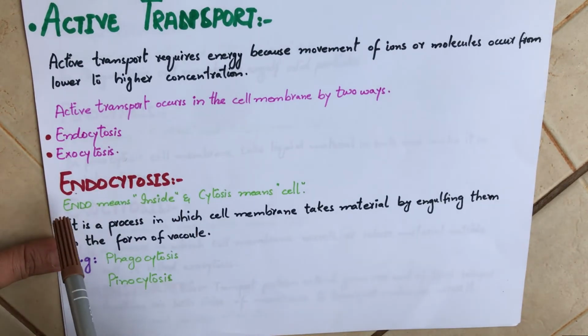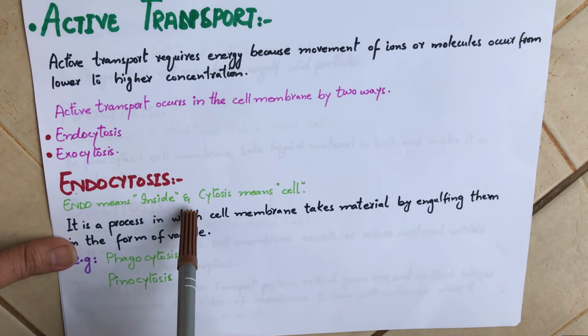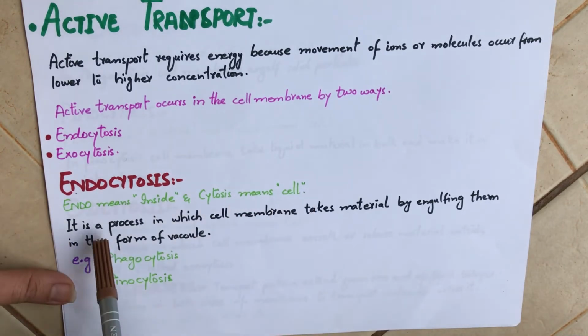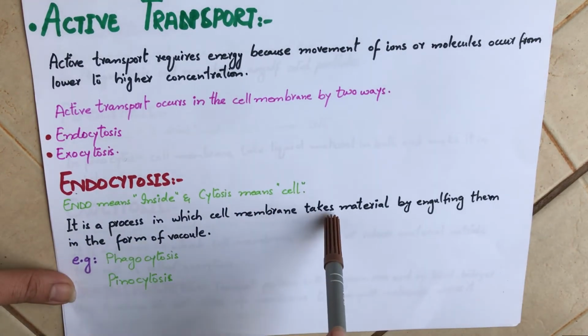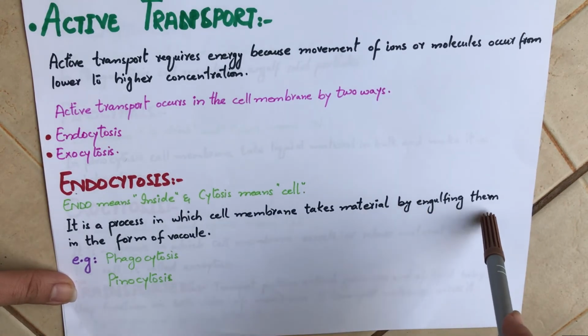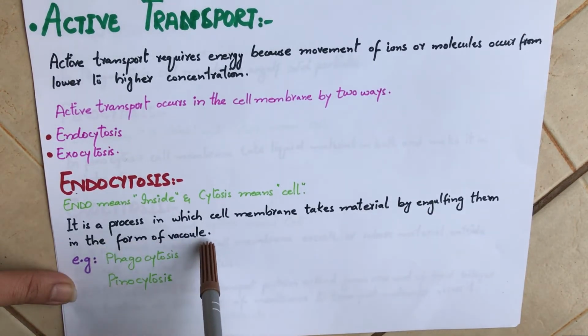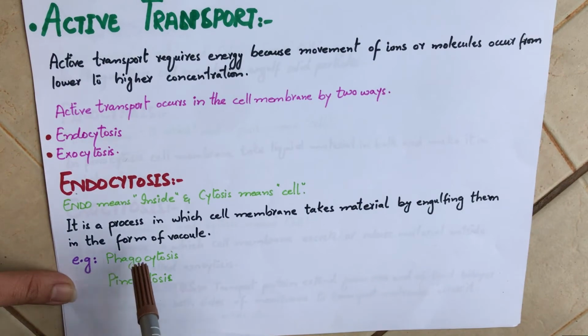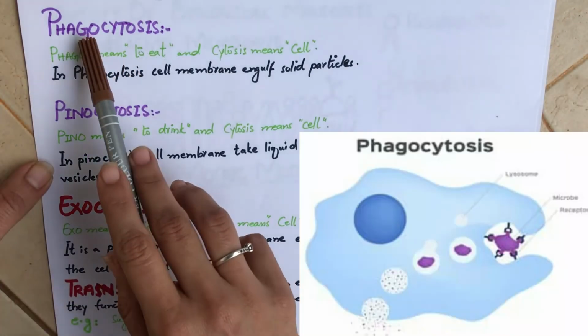Endocytosis, endo means inside and cytosis means cell. It is a process in which the cell membrane takes in material by engulfing it in the form of a vacuole. Examples of endocytosis are phagocytosis and pinocytosis.